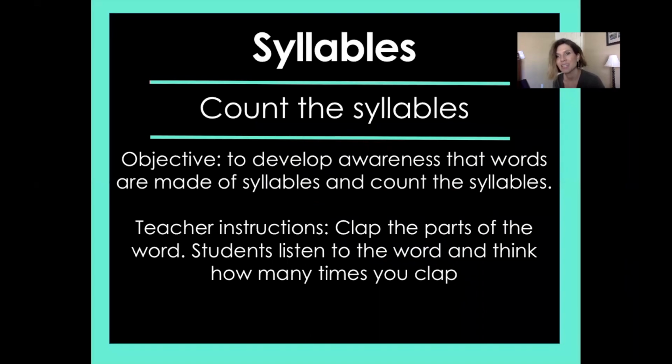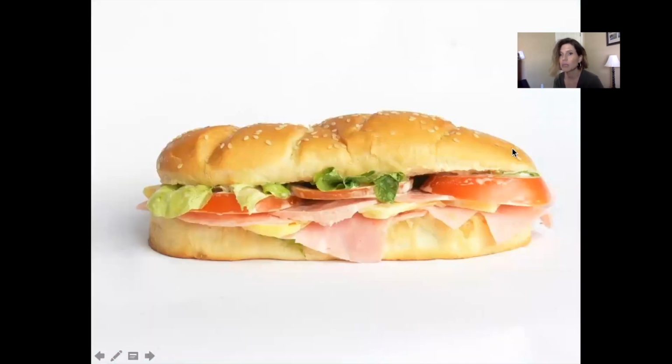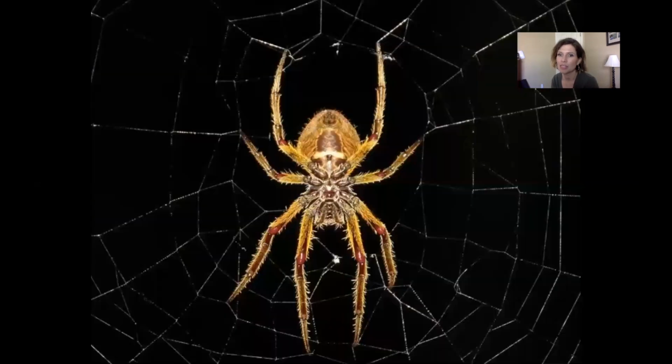So the other one is syllables, where they are going to be clapping or counting out the syllables. They would see a picture of sandwich. How many syllables? Let's clap it out. Sandwich. How many syllables? 2. So however you want to do your syllables, but it gives them an image and then the number of how many syllables that are there.